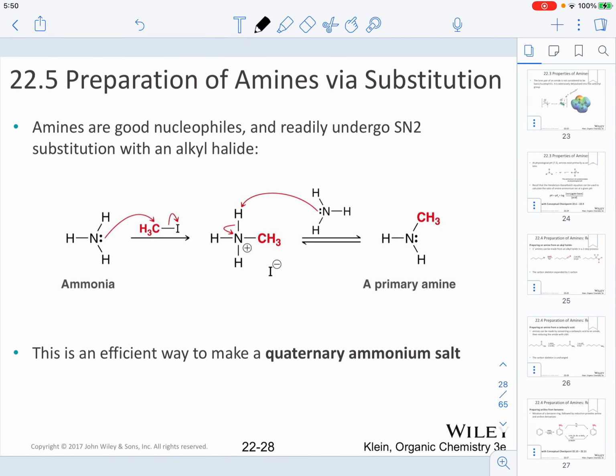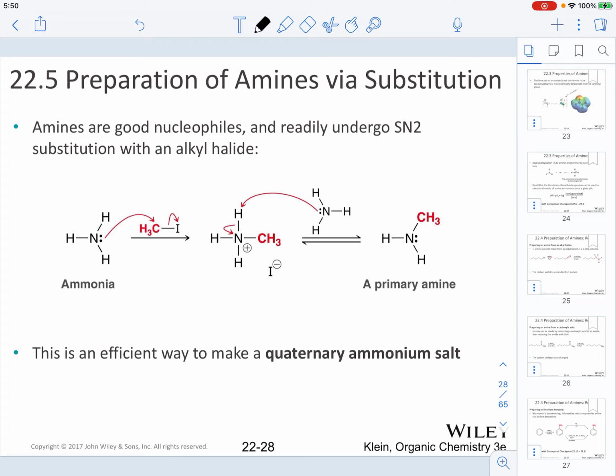In the previous video, we have already seen that amines can act as bases, but understand that amines can also act as good nucleophiles and readily undergo SN2 substitution with an alkyl halide. As you can see in the following reaction in this slide, ammonia can react with this methyl halide, in which now we are going to be creating an ammonium salt.